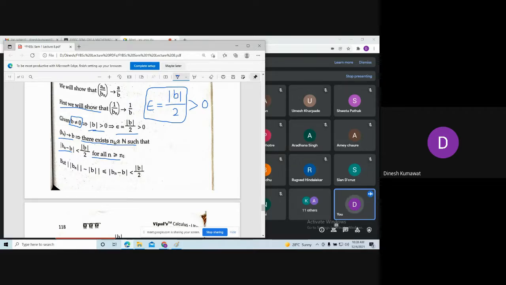Now why we are using n1 over here? Because we are having two sequences. First one is An converges to A and another one is Bn converges to B.